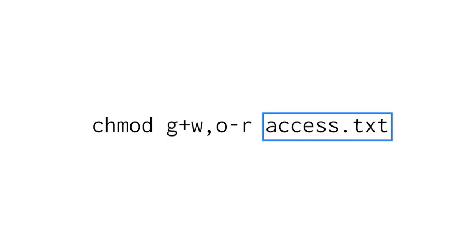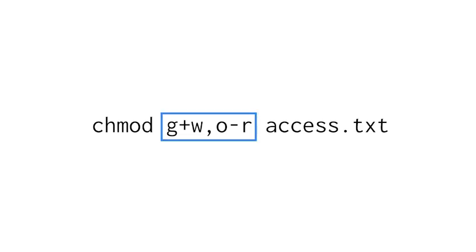This is the final argument, in this case a file named access.txt. The first argument, added directly after the chmod command, indicates how to change permissions. Right now, this might seem hard to interpret, but soon we'll understand why this is called symbolic mode.